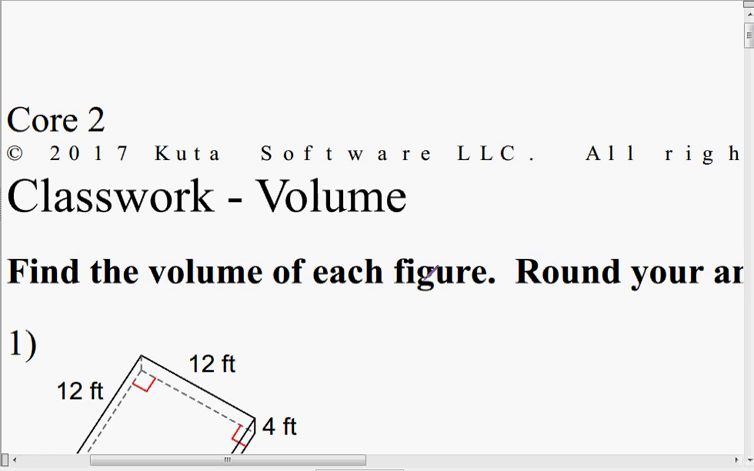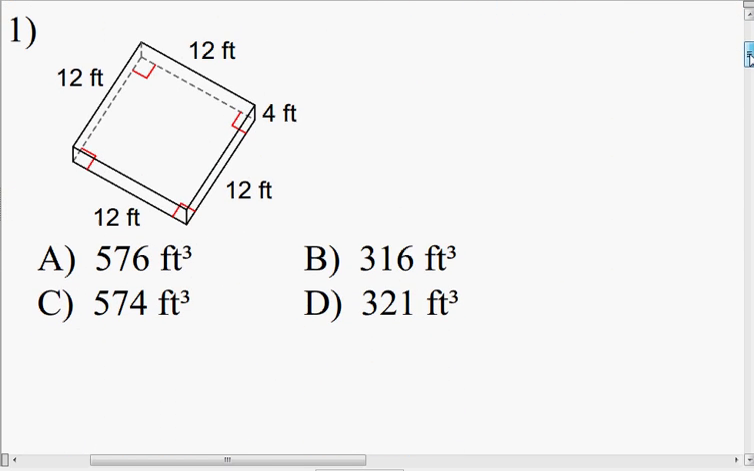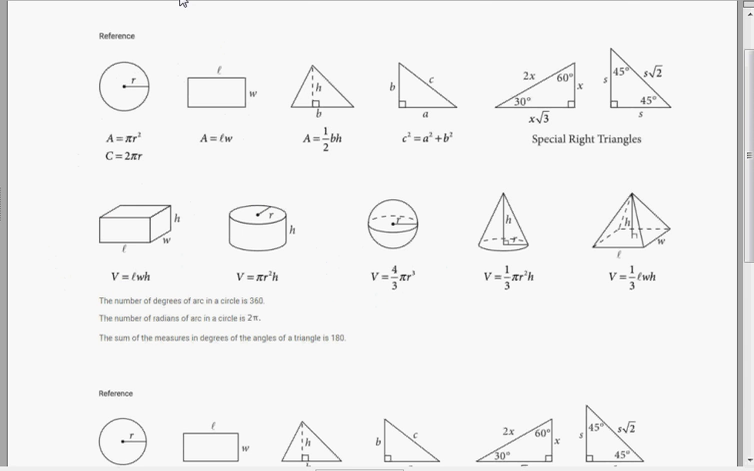This is the Core 2 video for the classwork on volume. First of all, I will work problem number 1. Starting with volume is three-dimensional. So I look at the SAT reference sheet.